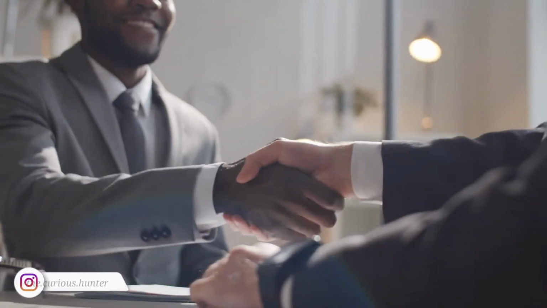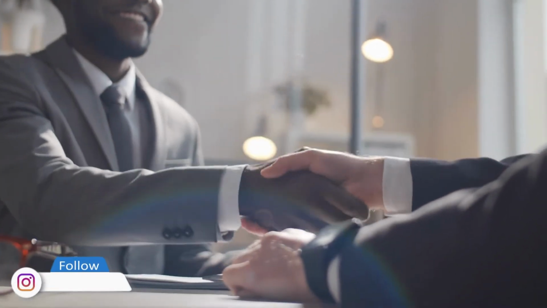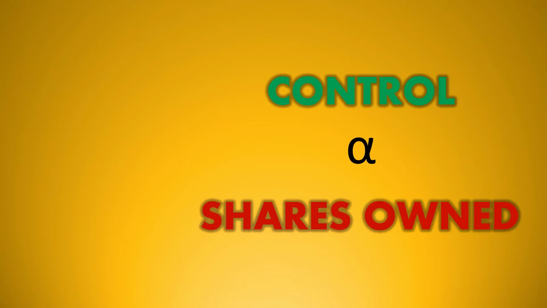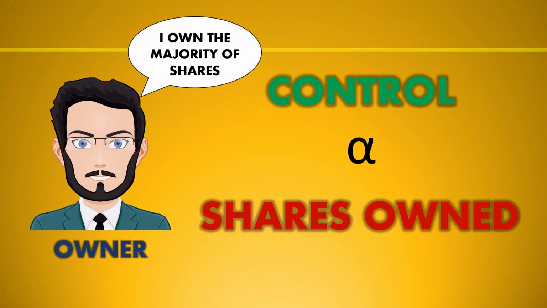When you buy a share of a particular company, that share makes you one of the owners of the company. But your control over the company is proportional to the number of shares you buy out of the total number of shares of that company. So, it is quite obvious that the owner of the company usually owns the majority of shares.